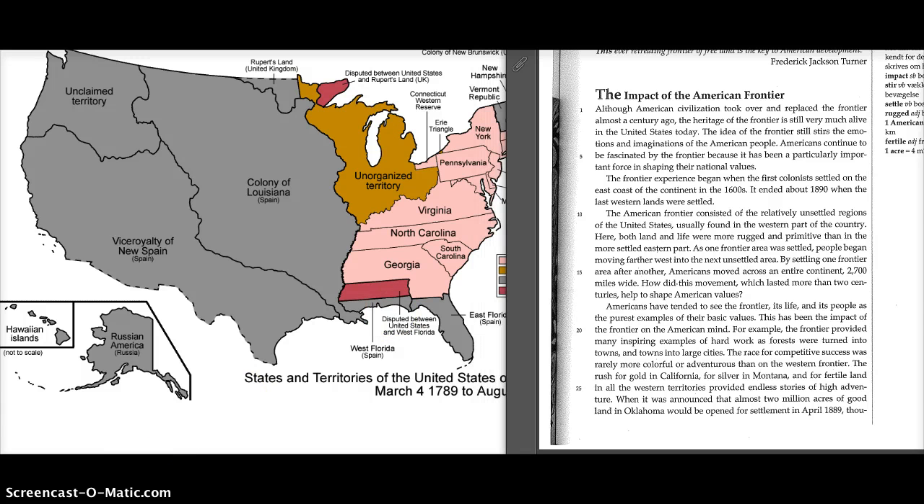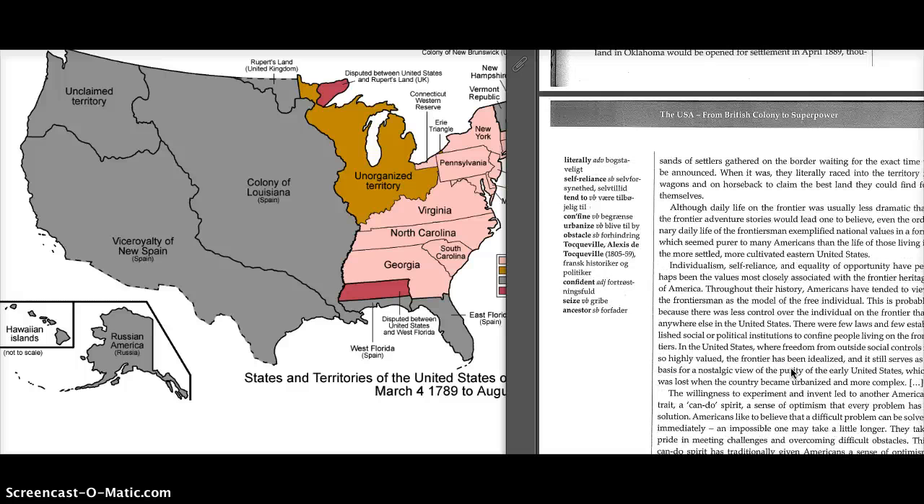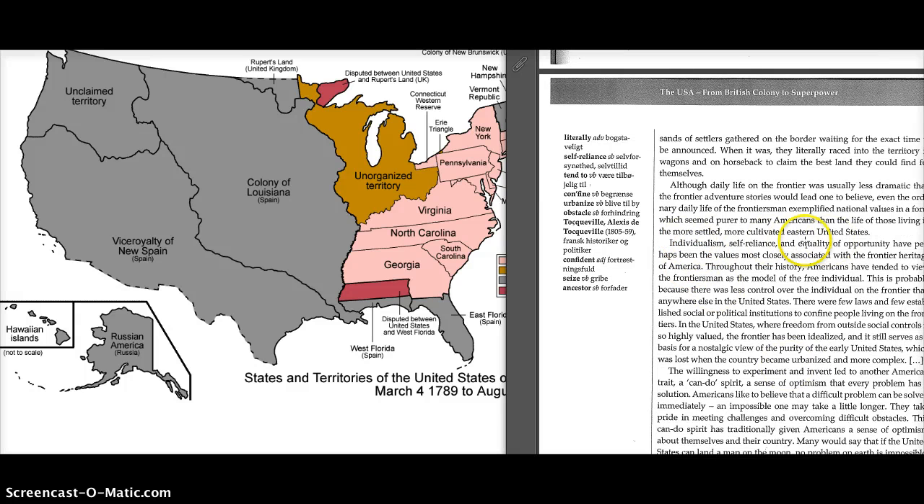Task 2. Americans have tended to see the frontier, its life and its people as the purest examples of their basic values. What are these values? And I found here on the next page that the closest associated values are individualism, self-reliance, and equality of opportunity. And the frontiersman has been a model of the free individual because of these few laws and the less control that there was at this certain point.